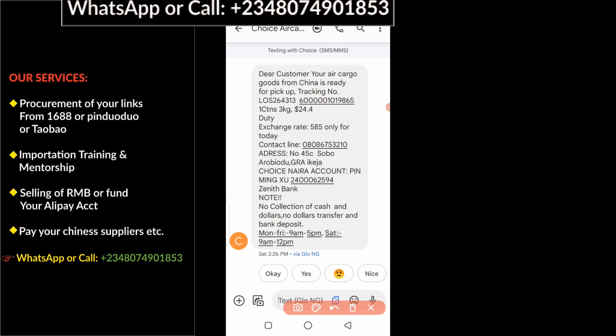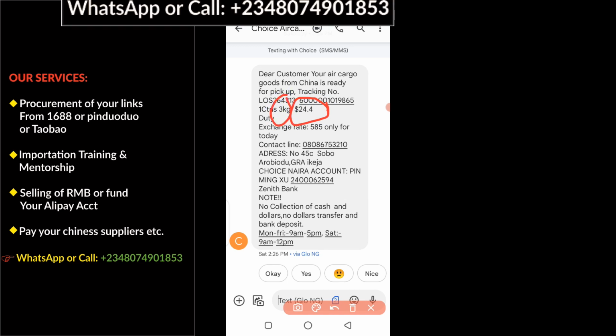Now, according to the statement from this shipping company, here I have 3 kg for the goods. And here I was told that I'm to pay $24.4 to clear this 3 kg of goods.